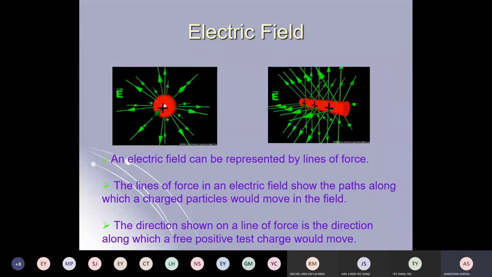The line of force in an electric field shows the path along which a charged particle would move in the field. Can you tell me, I told you this in AS, what is the significance of this arrow? Why is the arrow pointing outward? It is the direction where a positive test charge would experience a force. That is the significance of this arrow.